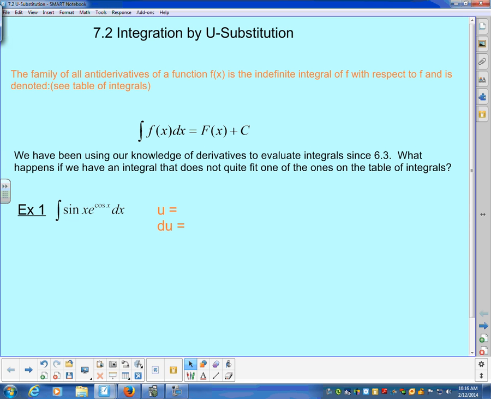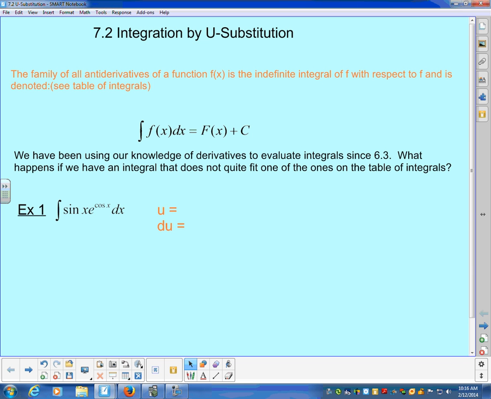So the family of all antiderivatives of a function f of x is the indefinite integral of f with respect to x, and is denoted the integral of f of x dx equals capital F of x plus c. So that whole list of integrals that I gave you, those are all indefinite integrals. Big F is the right-hand side of that table of integrals, and then little f is the derivative of big F, so working backwards.